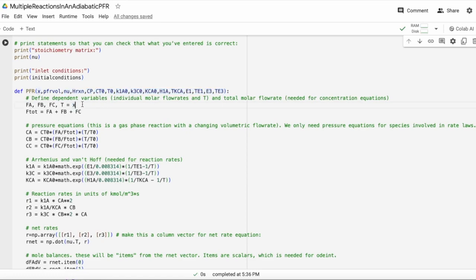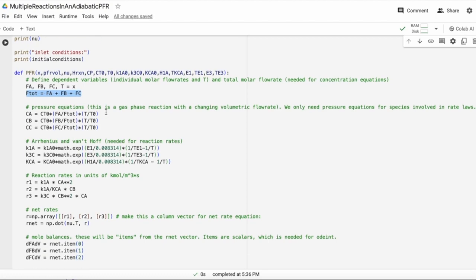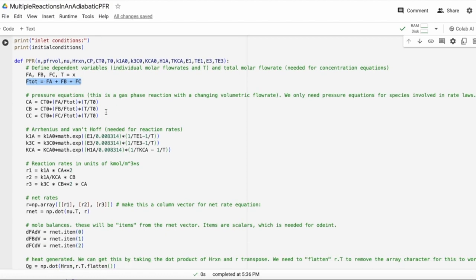All right, so now I'm going to go in here and start defining my variables. I have my x variable. I'm going to say that's different columns. It's going to give me my flow rates of my different species as well as my temperature. Those are variables I'm going to use throughout the solution. I also need to define a total molar flow rate, which I need for my concentration equations. That's going to be equal to the sum of the flow rates of A, B, and C.